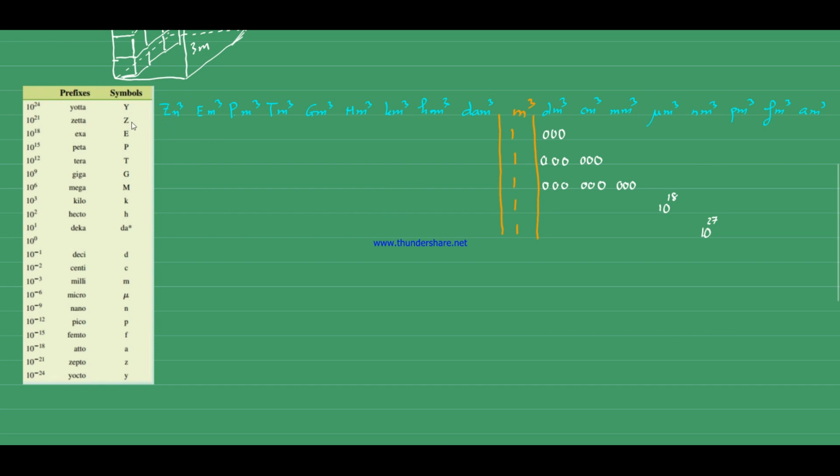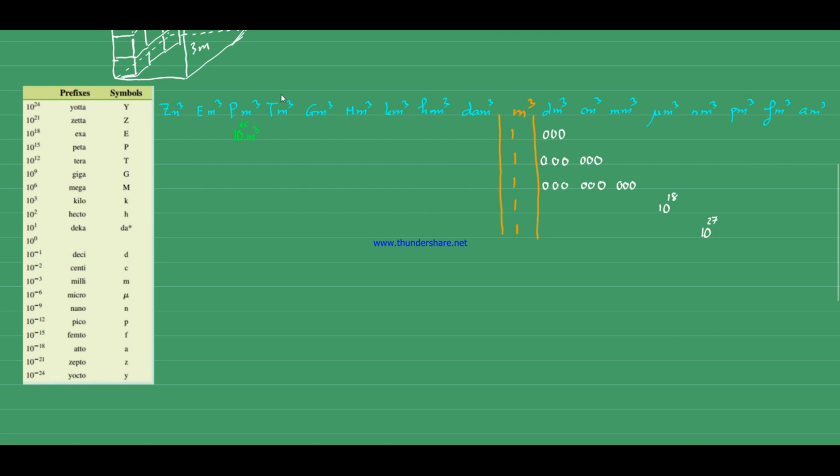So I don't have a yotta. I don't have enough space, but you know the yotta will be here. Okay, so one peta meter is 10 to the 15 meter. Now we triple the number of zeros, so you end up with 10 to the 45 meter cube.